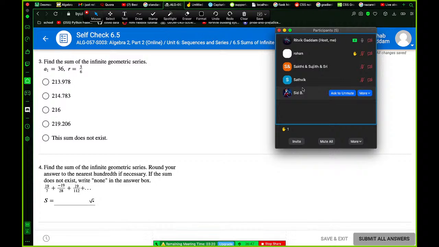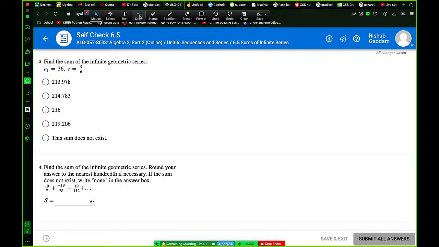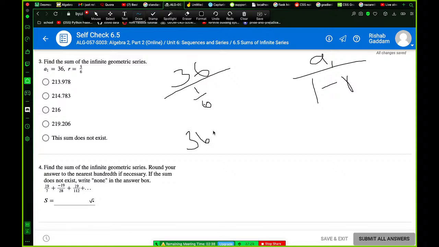Sid, do you want to do this one? Yeah, sure. So which one was it? Number 3? Yeah, number 3. Okay. Find the sum of the infinite geometric series. The formula is a1 over 1 minus r. Okay. A1 is 36 over 1 over 6. Yeah. I don't know why it's this easy. Okay, 36 over 1 over 6. 36 times 6. I think it's 216.